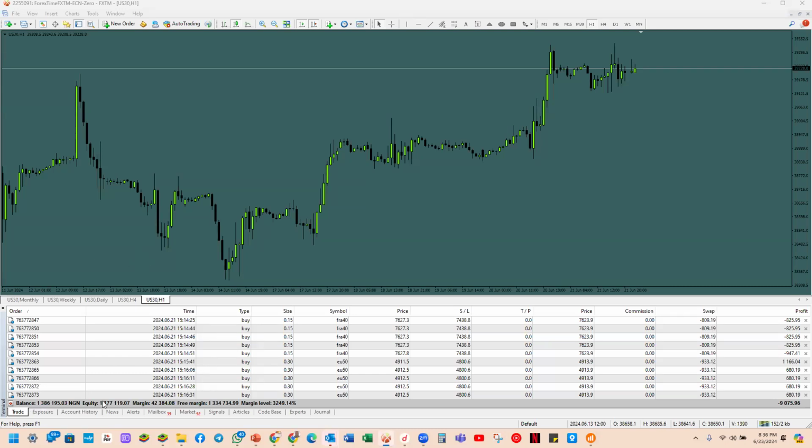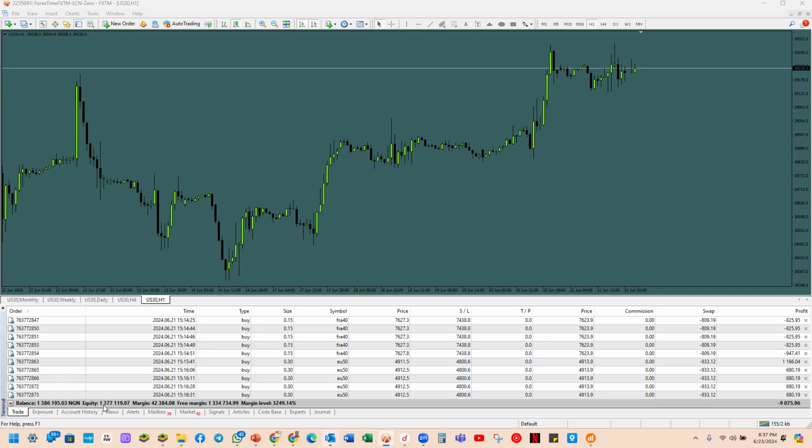So the balance is what you have in your account. The equity is what you have in your account plus what you are making, whether profit or loss. My balance here is 1,386,195.03. This value that you are seeing as equity can either go up or go down. It can go below the balance, and it can go higher than the balance.